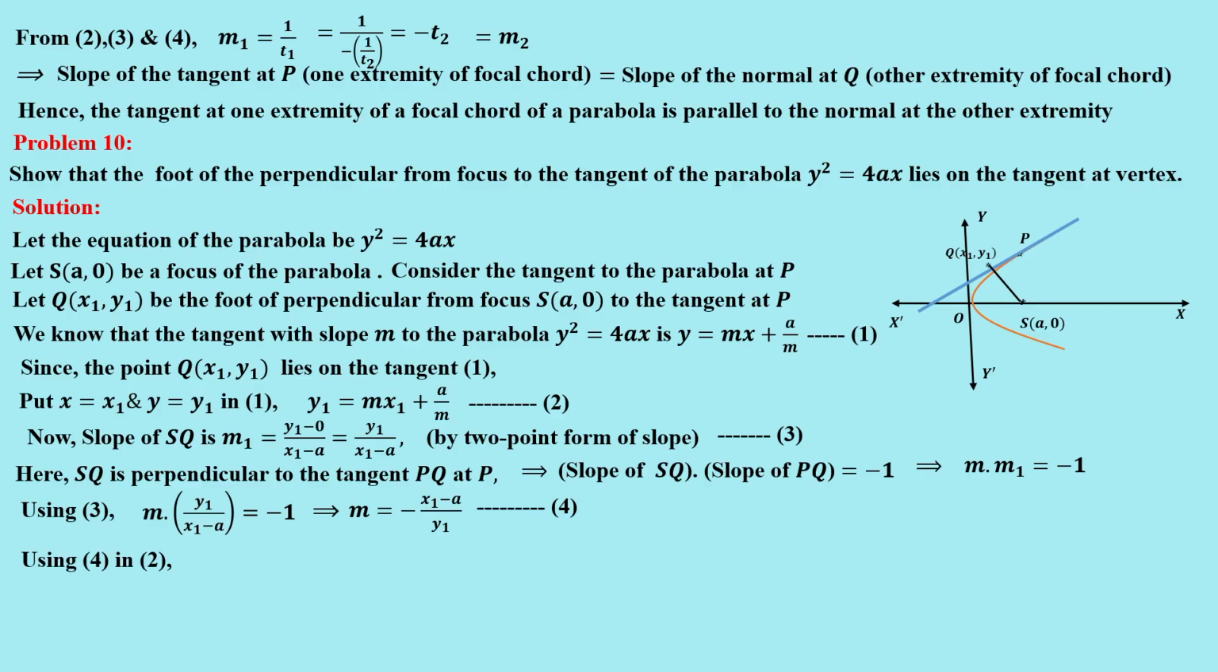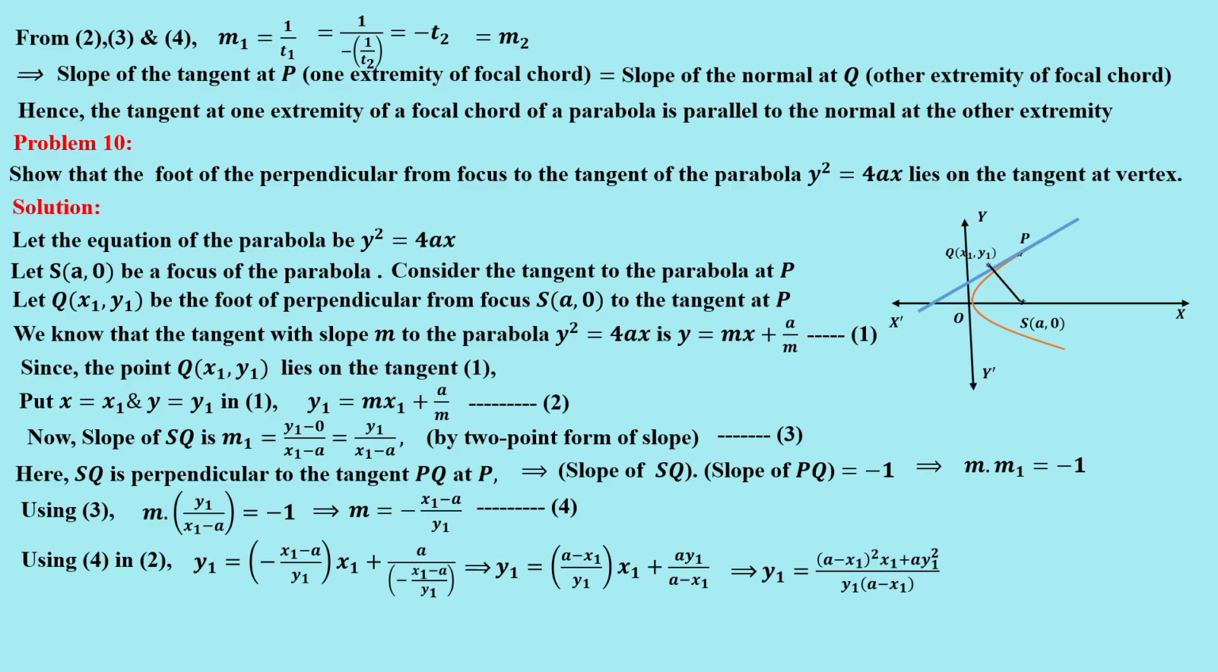Using 4 and 2, substituting the value of m, minus (x1 minus a) by y1, into y1 equal to mx1 plus a by m. Multiplying with the minus, the first term is (a minus x1) by y1 into x1. The second term is plus a divided by (a minus x1) by y1. Writing it in the reciprocal, a y1 by (a minus x1). So this is the term.